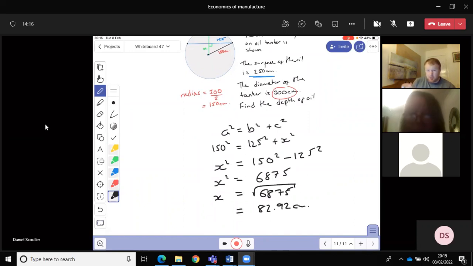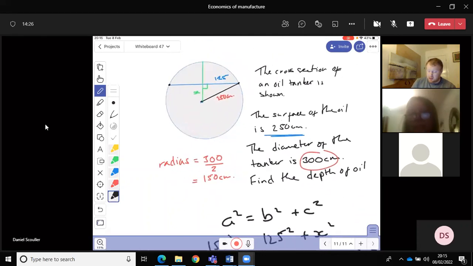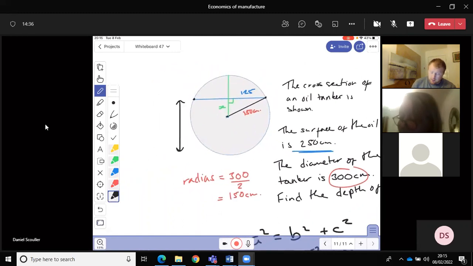Now, let's go back to the question and see what it's actually asking us. These types of questions will always have you work out where the right angle triangle is, and then that missing length. The question's asking find the depth of the oil. If that's an oil tanker, with the chord being the top of the oil, from the top of the oil to the bottom of the tanker is going to be our full depth.